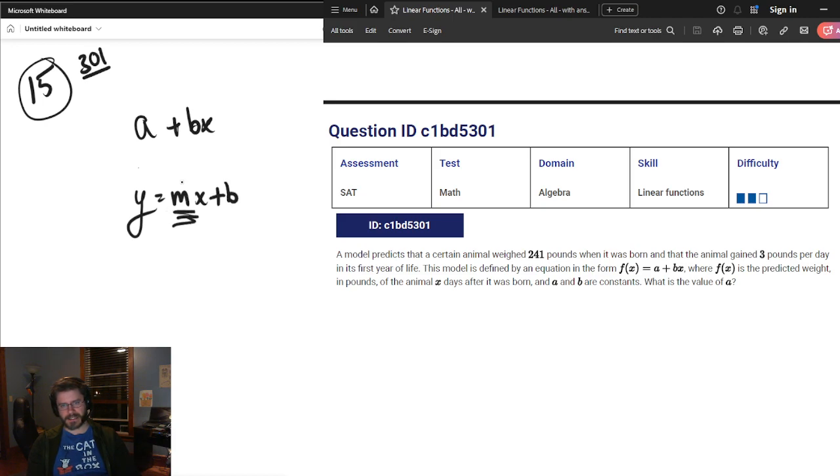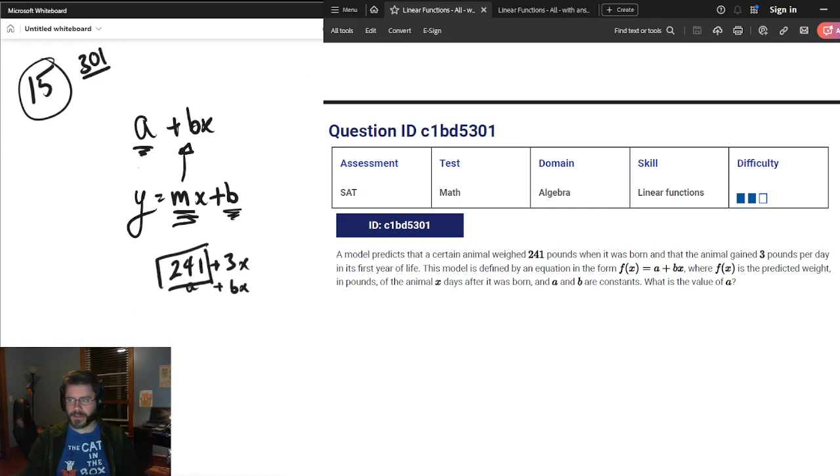The thing attached to x is our slope. So in that expression, b is actually the slope, and the constant term is the y-intercept. So a is the y-intercept. So we should have 241 is a plus bx, and b is 3. Because we begin at 241, we increase by 3. Okay, a and b are constants. What is the value of a? Well, we just said 241. That was question 15. Let's go ahead and pause and check our work.